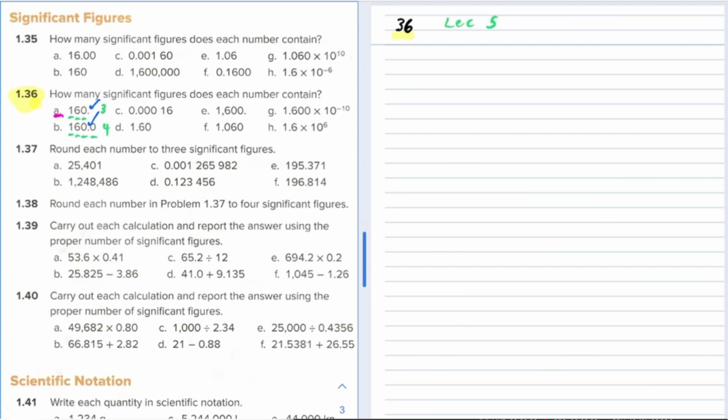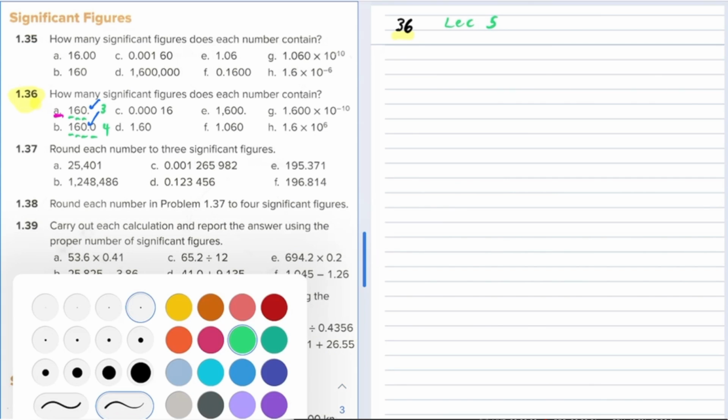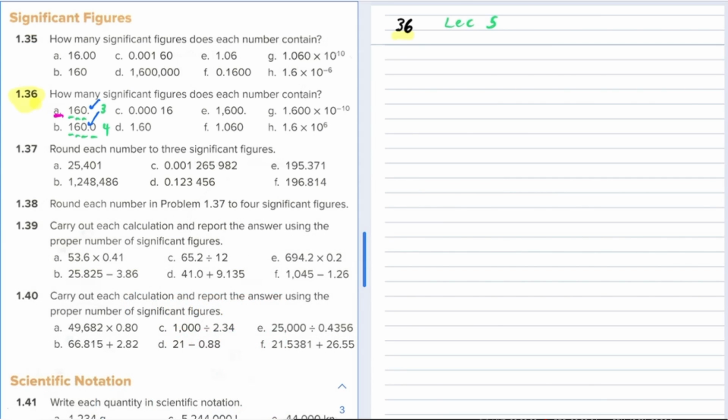Going to C. Okay, C, you never count the beginning zeros. So start 1, 2, and then there are no zeros at the end. So this is only a 2 sig fig number. Going to D. There are no zeros at the beginning. So 1, 2, and then you count the last 0 because again, there's the decimal point right there. So this is a 3 sig fig number. You see how this works?